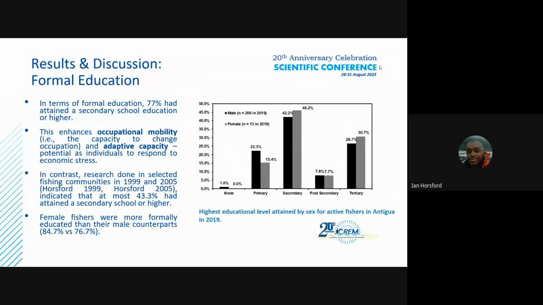As I think Peter might have mentioned during the presentation with respect to gender, again, we have the issue in terms of female fishers being more formally educated than their male counterparts: 85% versus 77% having a secondary school education or higher. So again, you have this dynamic at play.